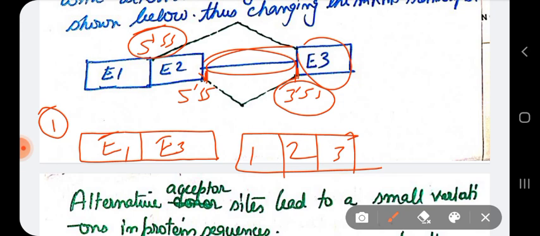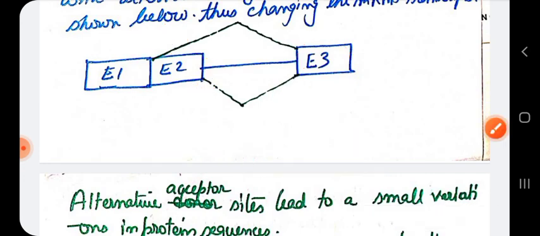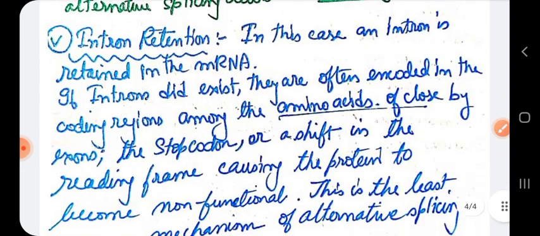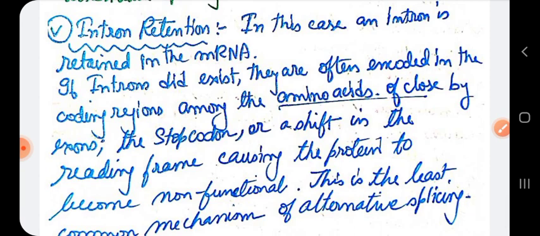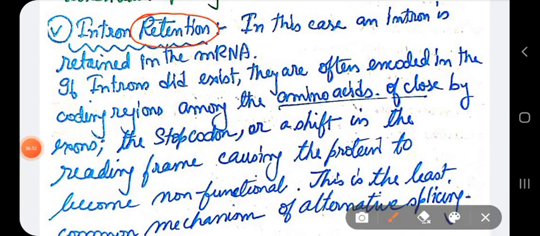Now normally, both in the case of alternative acceptor sites or donor sites, both of the sites can change the protein's open reading frame and cause a frame shift in the open reading frame. The last one is intron retention. Now, simple thing, if you want to know what retention means, go through the dictionary. Retention means to retain, to remain.